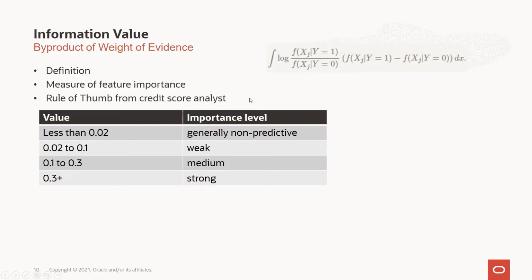As I mentioned earlier, credit score analysts are using that, and they have some rules of thumb. This is from a well-known book about credit scoring. There is a rule of thumb for this information value to indicate whether the feature is important for making the prediction or not. You can see that if it is less than this value, it may be non-predictive, and then they have weak, medium, and strong. This is a kind of empirical rule, and we can certainly use that as a way to measure feature importance.